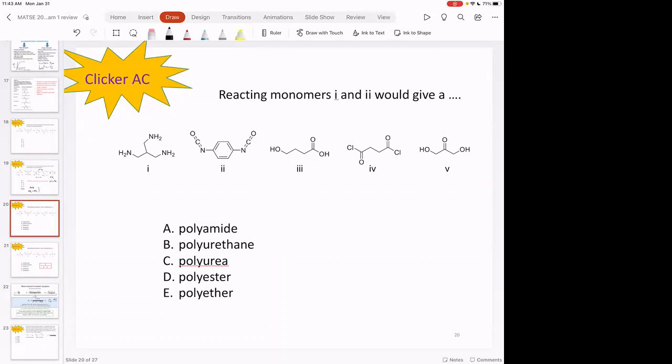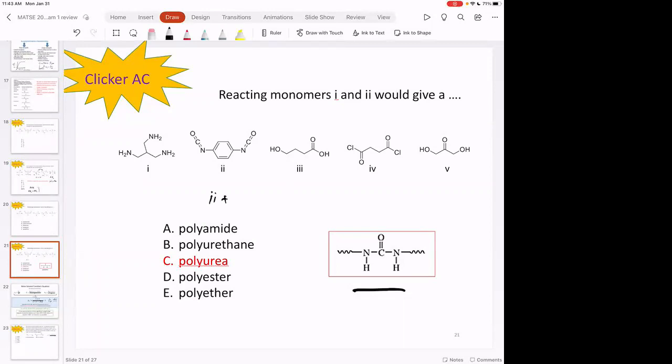All right, getting closer. When I react an amine with an isocyanate, I get a polyurea. Lots of nitrogens in there. That's how I tell the difference. If I reacted 2 plus, let's say 5, what do I get with 2 plus 5? Yeah, you get a polyurethane.